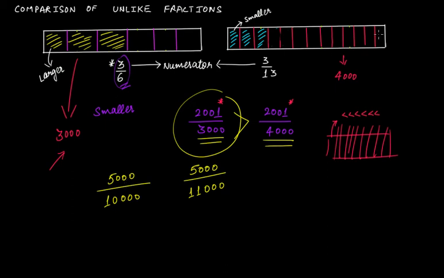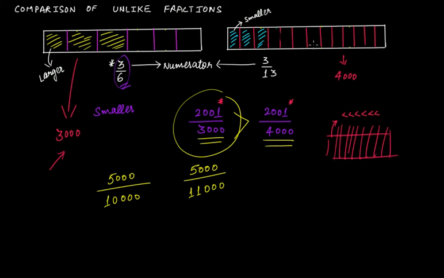Instantly this diagram should come into your mind and you should think of this fraction as a block which has been divided into 10,000 equal parts, and assume this fraction as a block which has been divided into 11,000 equal parts. As we discussed earlier, if we go on increasing the number of equal parts, that makes the space occupied by a single block smaller and smaller.